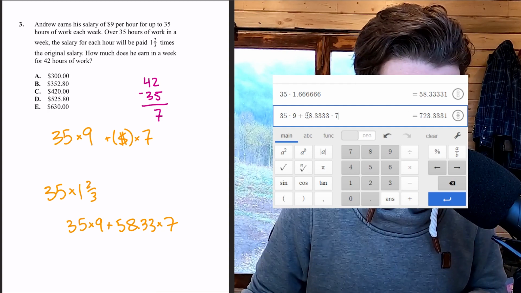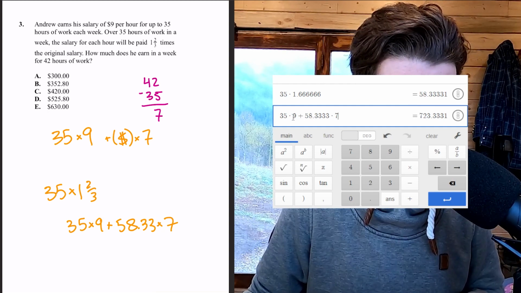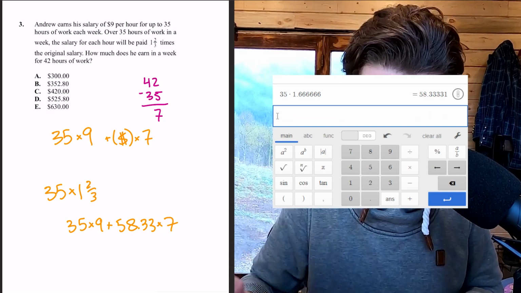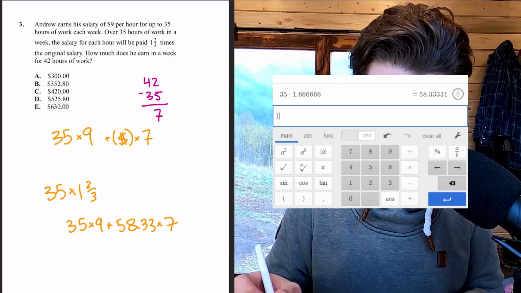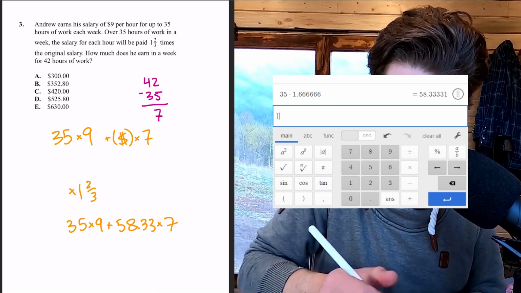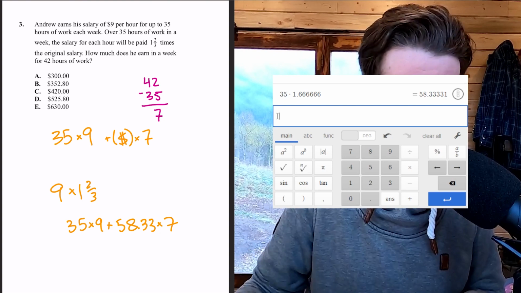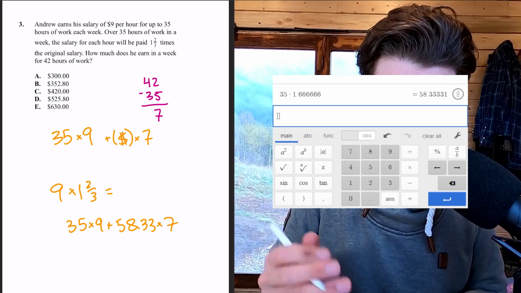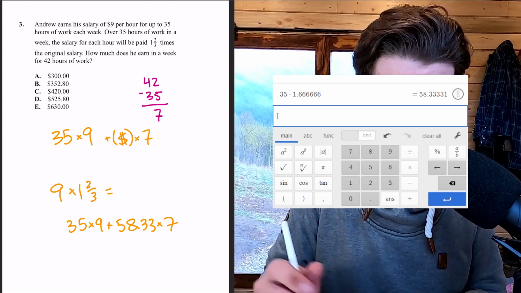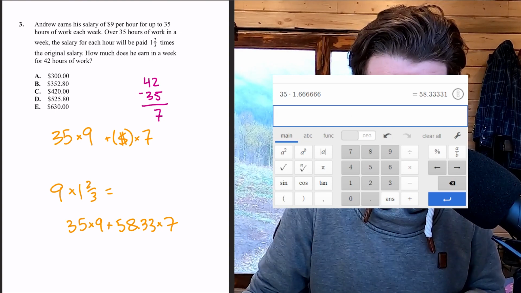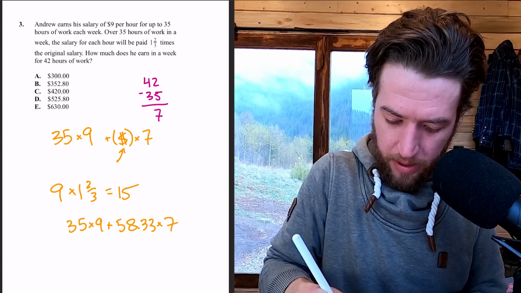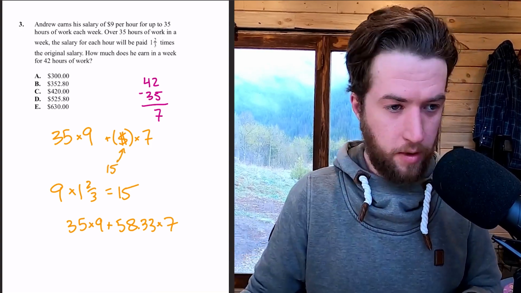Oh, I got that way wrong here. Something got way off. Let's try this again. What am I doing here? This is supposed to be a 9. It's $9 times 1 2/3. And that's an easy one because 1/3 of 9 is 3. So 1 2/3 of 9 is 9 plus 3 plus 3, which is 15. Oh my gosh. Okay. So this is actually 15. Bad start, eh?